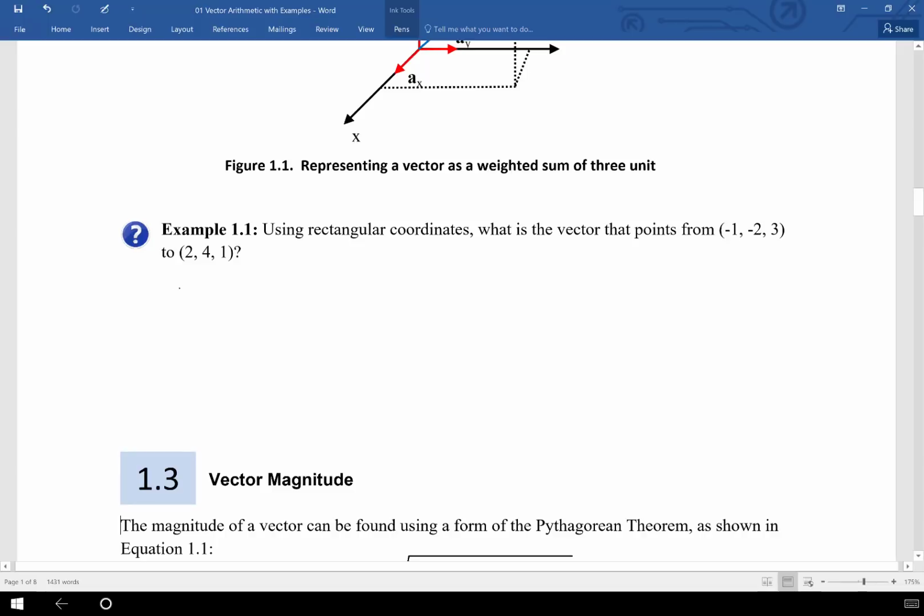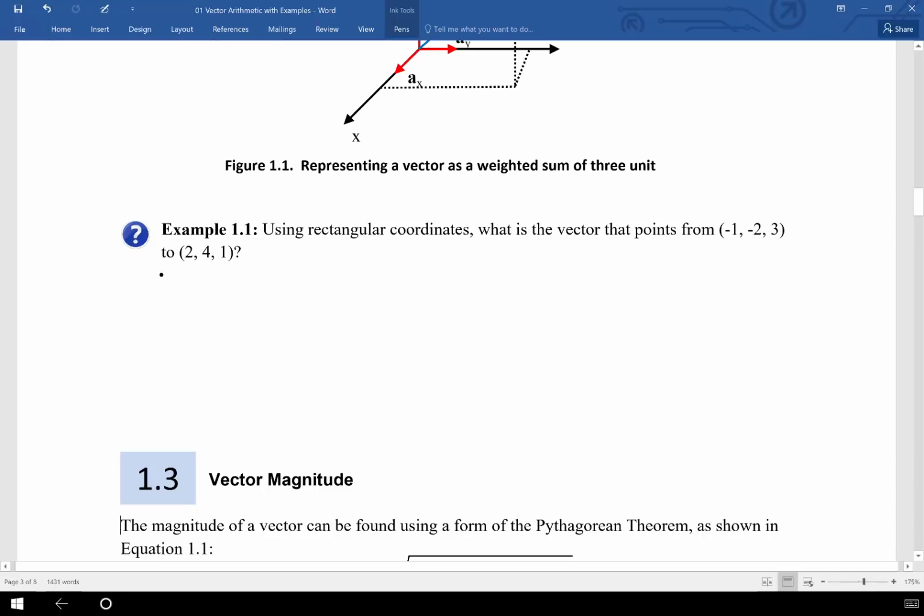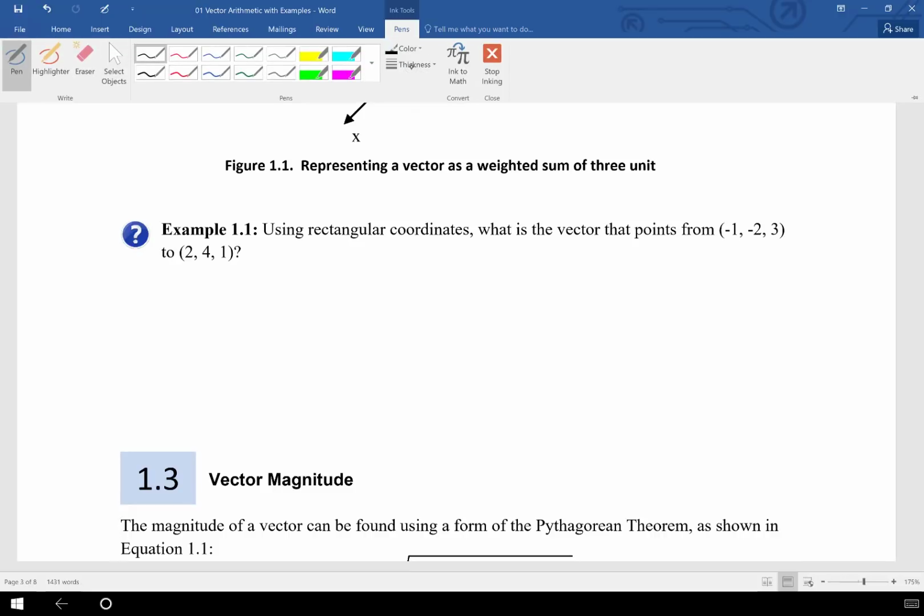So what we're going to need to do is determine what is the x. Let's try a somewhat thinner pen.